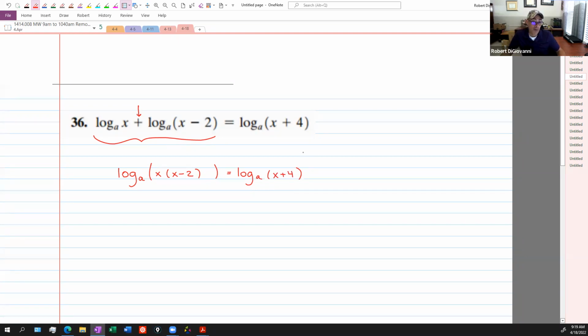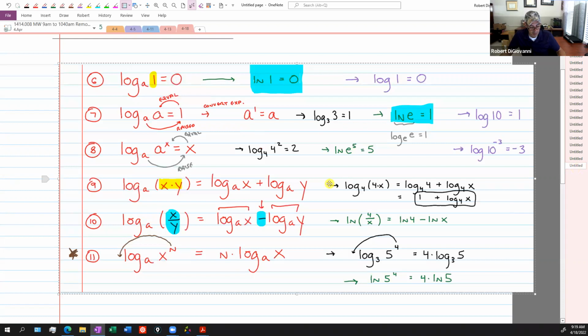So we had a property. I'll give you a second to make sure you have that down. We have a property that says that, where was it here?